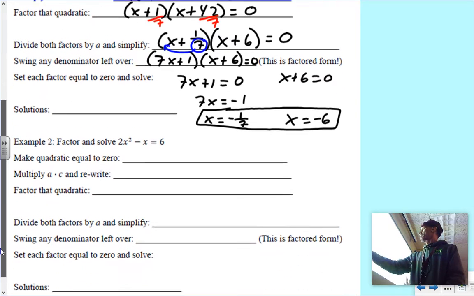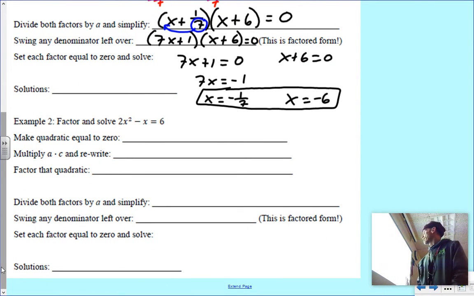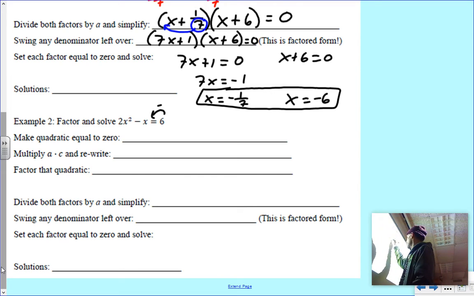So let's go and do one more example, and then I'm going to stop the video after the second example, and then I'll do some more examples in a later video. So take a look at example 2. Notice the first thing we got to do, we got to get it equal to 0. So I got to move that 6 over. So again, always do the opposite thing. So subtract 6 from both sides. So we have this.